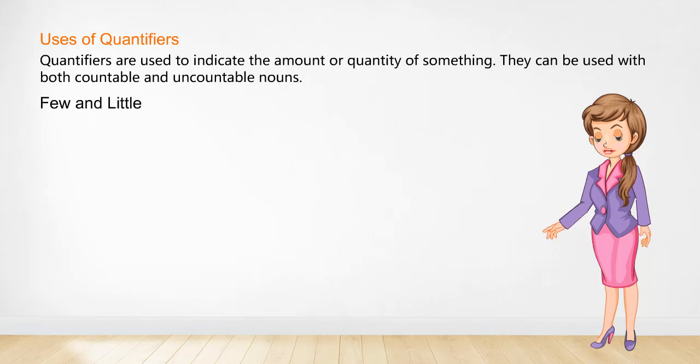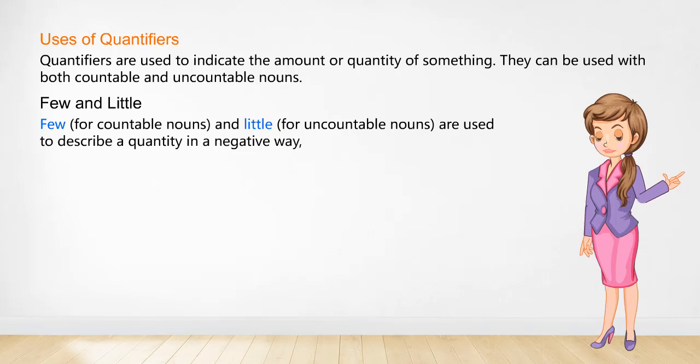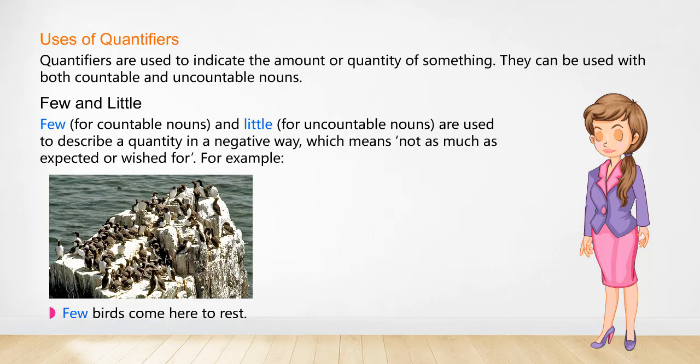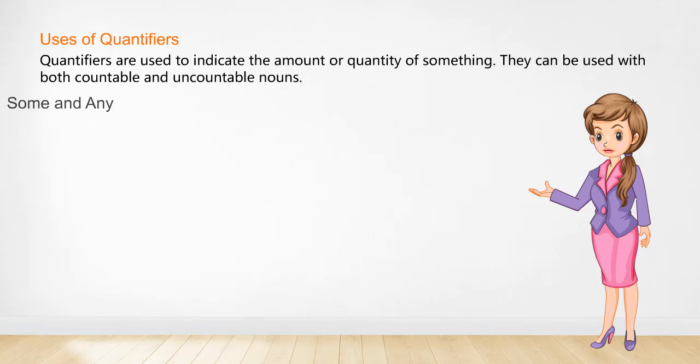Few and little. Few for countable nouns and little for uncountable nouns are used to describe a quantity in a negative way, which means not as much as expected or wished for. For example, few birds come here to rest. There is little water left in this lake.